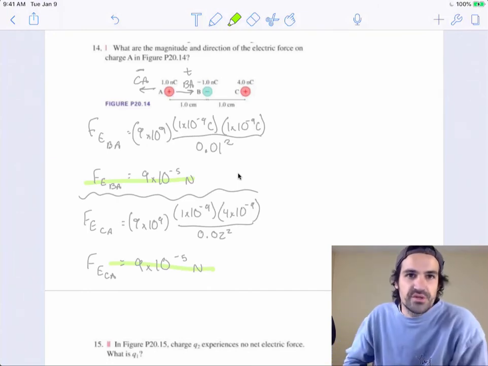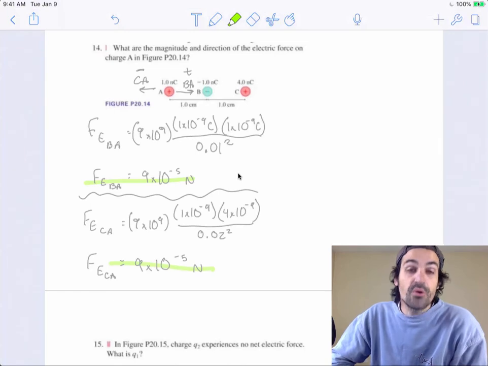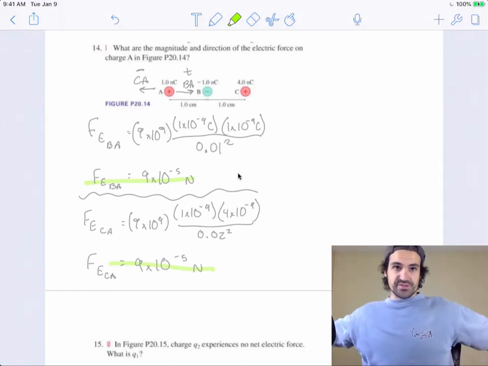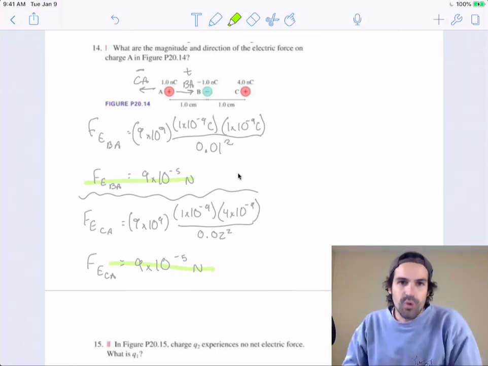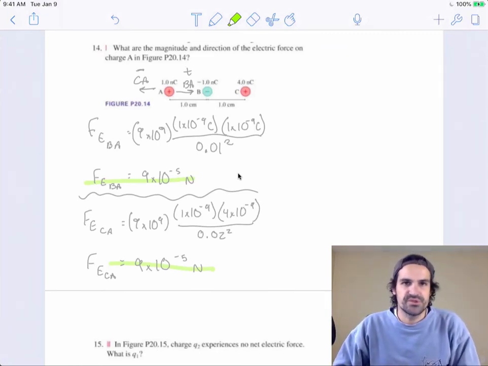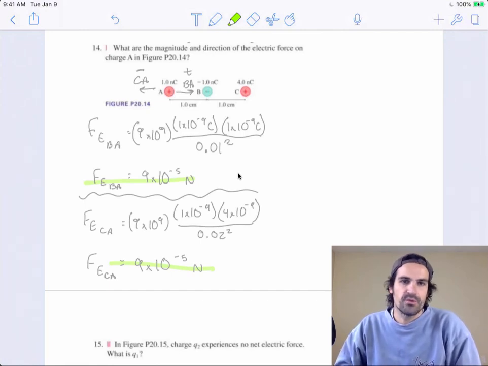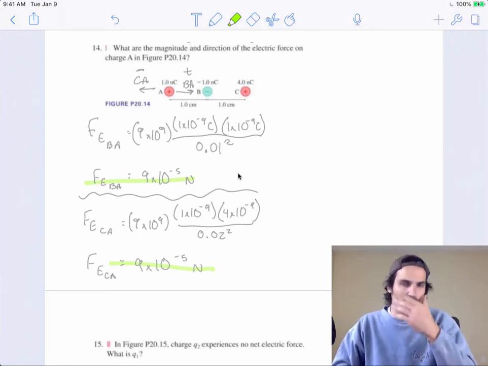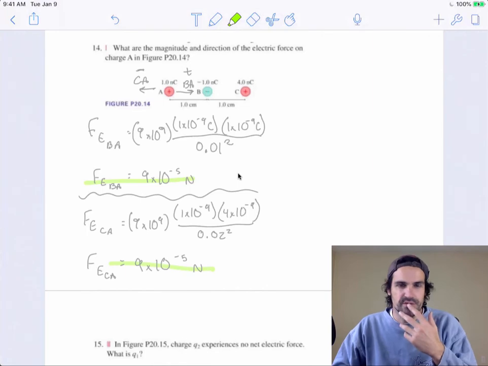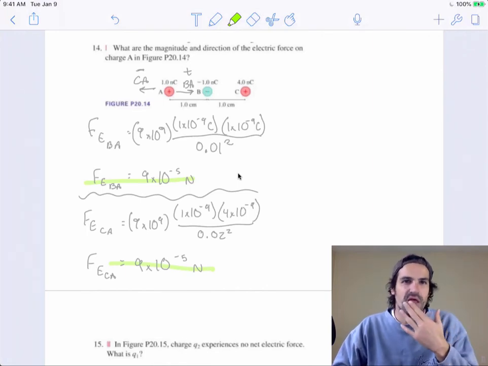First we have to calculate the total electric force on charge A. But we can examine why they came out to be the same. So if we look at B on A, we have 1 Newton on 1 Newton at a distance of 1. So 1 times 1 over 1 squared, because the radius gets squared.